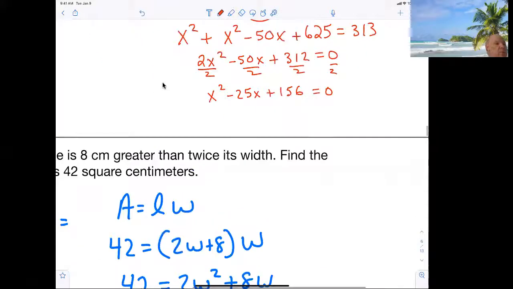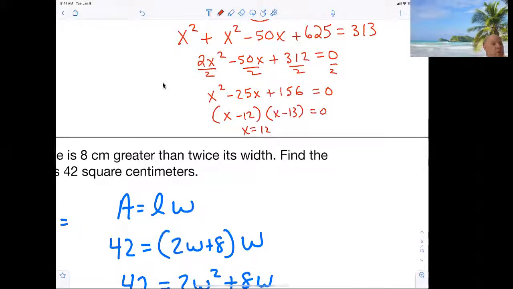And so now you get x minus 12, x minus 13. So x could be 12 or x could be 13. And if one's 12, the other's 13. If the other is 12, or if the other is 13, the other one's 12. So it's the same number. 12 and 13 is the answer. Doesn't matter what you call x or what you call y. How's that? Good? All right, guys, that's really important if you feel good about that.